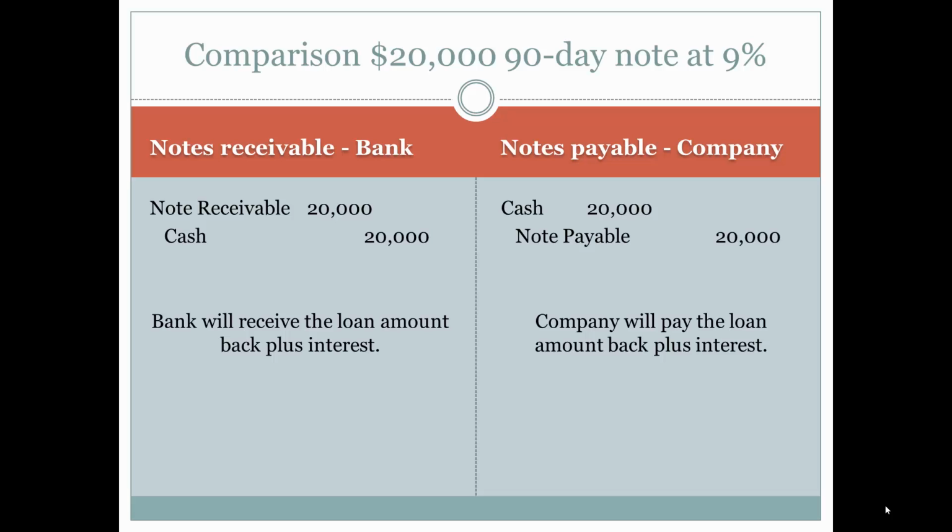We can see that the entries are very similar. The bank has a note receivable for $20,000 and it paid to the company $20,000. The company received $20,000 and now it has a note payable in the amount of $20,000. The bank will receive the loan amount back, the $20,000 plus the interest over the 90 days, and the company will pay the loan amount back plus the interest.